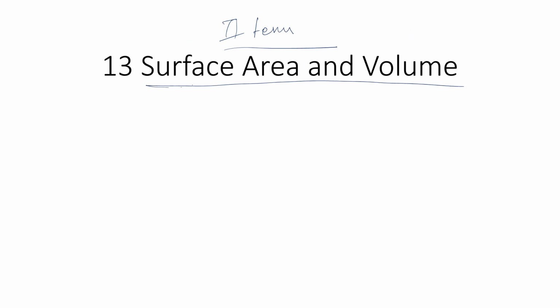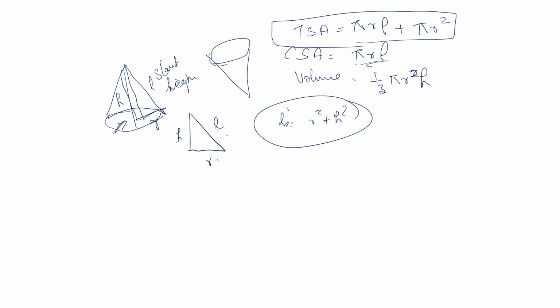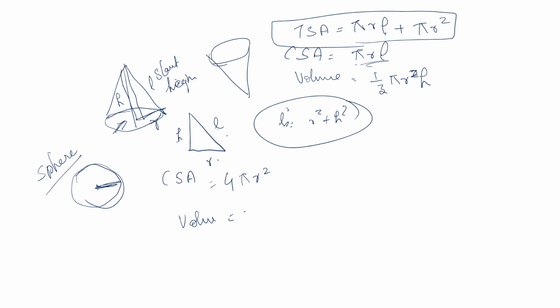Okay, next one we can see about the sphere. Sphere, you can imagine a ball. The ball is a sphere. So what is the curved surface area of a sphere? It is 4 pi R square. Okay, so 4 pi R square, and the volume is 4 by 3 pi R cube.